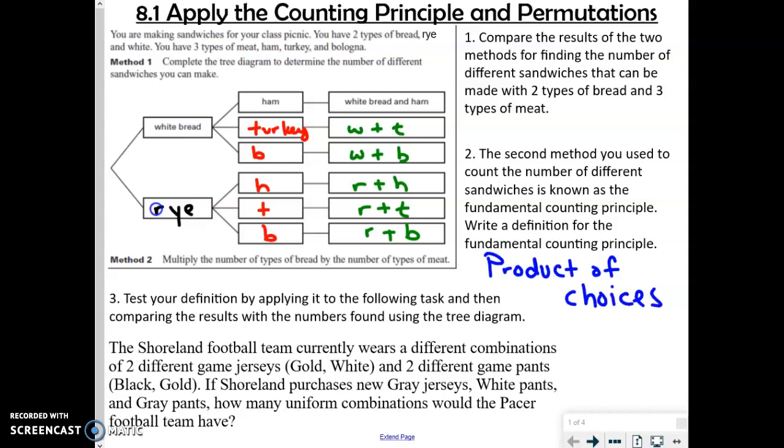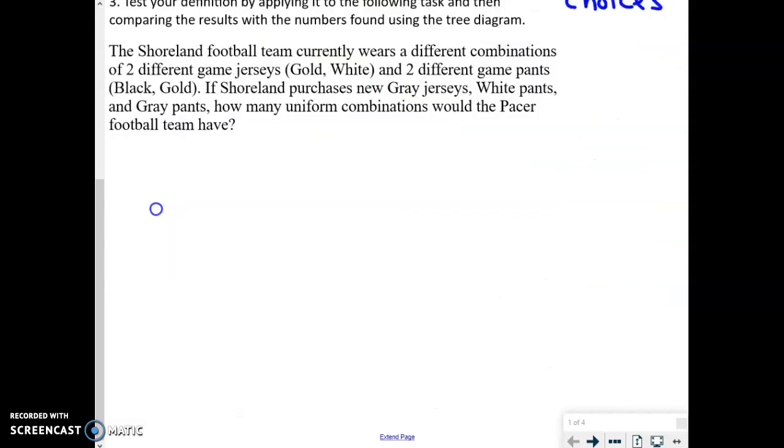So if we take a look at the example down below, taking a look at it from the standpoint of the fundamental counting principle only, because this is the one that would obviously be most useful. Shoreland at this point in time has 2 different game jerseys and 2 different game pants. If we purchase a new gray jersey, white pants, and gray pants, the number of combinations would increase. How many? Let's take a look. As it stands, we have 4.